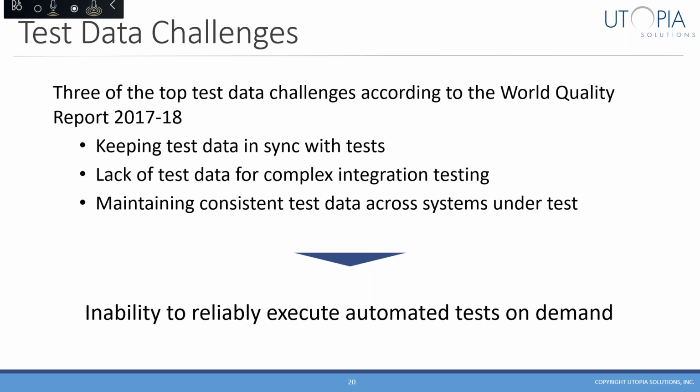Next is the lack of test data for complex integration testing. And these are tests typically that are further down the pipeline, maybe something like a long end-to-end flow. And finally, and I think very similar to the second point, is maintaining consistent data across systems under test. And to me, this speaks more to data in external services or other systems that make up, again, an end-to-end business flow. But independent of the specific challenge, it all results in the inability to reliably execute automated tests on demand. And that really flies in the face of what DevOps needs from test automation.